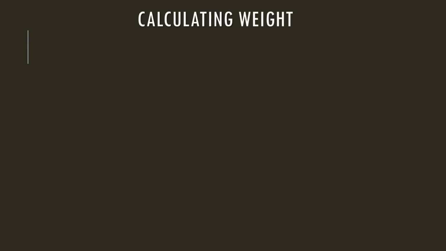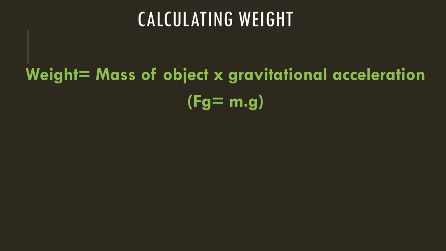Now we are going to start with calculating weight. So the formula for calculating weight or gravitational force is the mass of the object times gravitational acceleration. The formula that we use is Fg is equals to m times g.